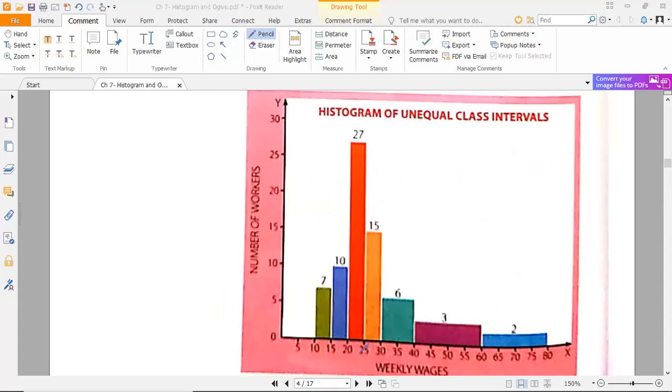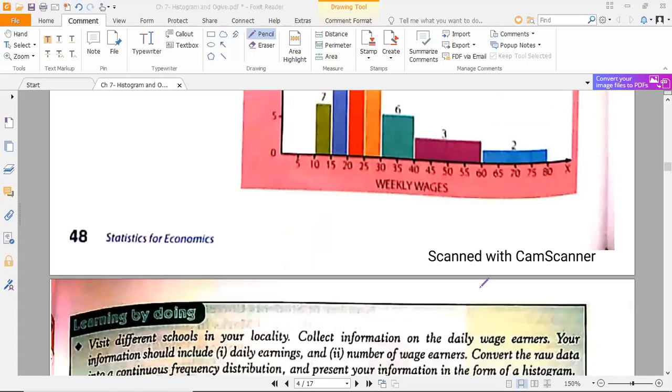Fine. So over here 20 to 25 has the highest length, whereas 60 to 80 has got minimum length but highest width. So with this we complete histogram of unequal class intervals.